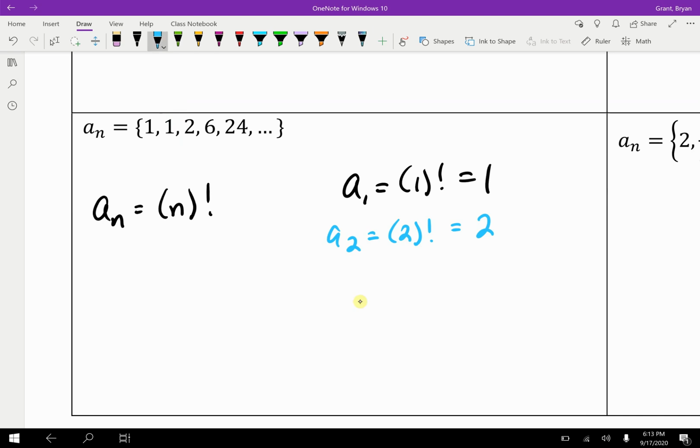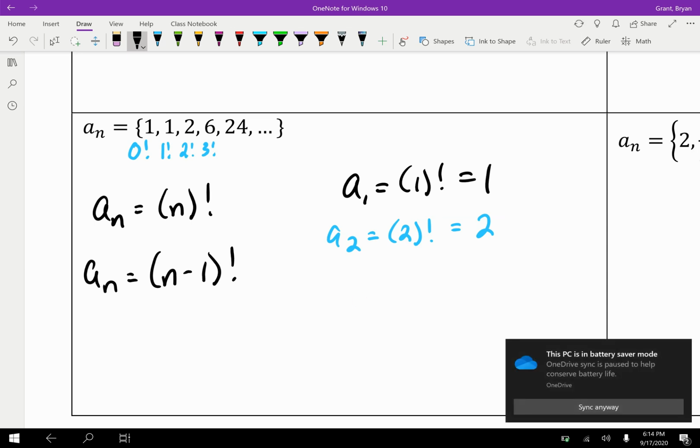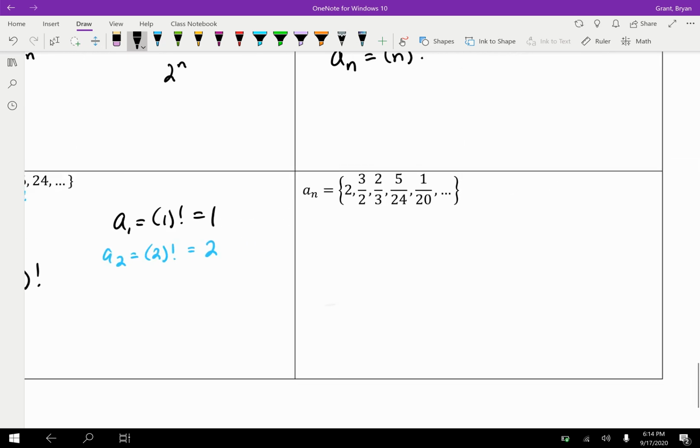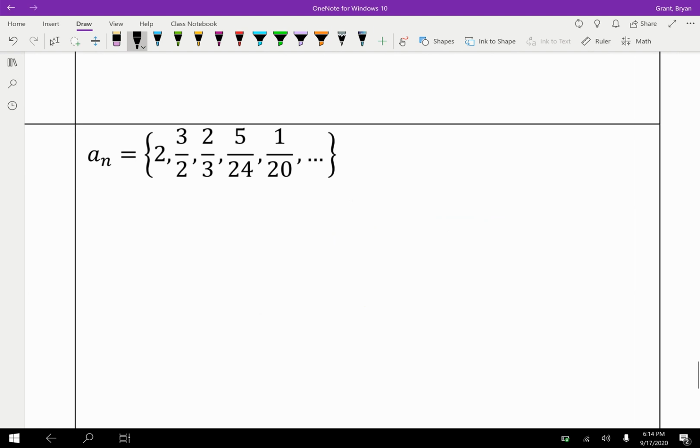Oh, maybe we remember that 0 factorial is 1. 1 factorial is 1, and then we have 2 factorial, 3 factorial. That's 0 factorial rearing its ugly head. So when I plug 1 in here, I want it to turn into a 0. And the way that we do that is we just bump our factorial back by 1. And I think this will be just fine. Okay? Now, let's go ahead and look at our last one, and hopefully my computer survives.